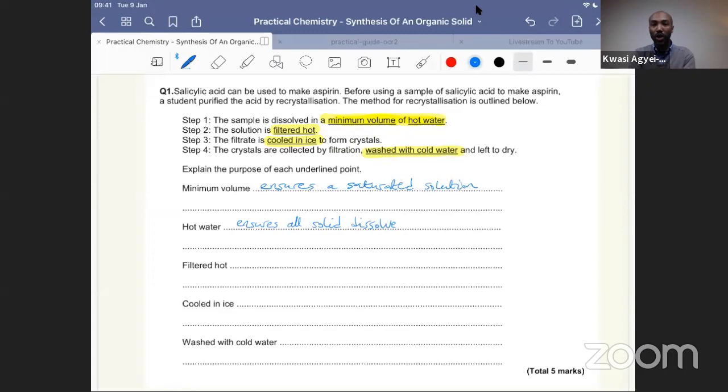If you're going to purify an organic solid by recrystallization, you need to make sure that all of your solid dissolves, and then it is recovered by recrystallization. So the crystals forming out of solution would be pure without any impurities mixed in. Filtered hot ensures that any insoluble impurities are removed.